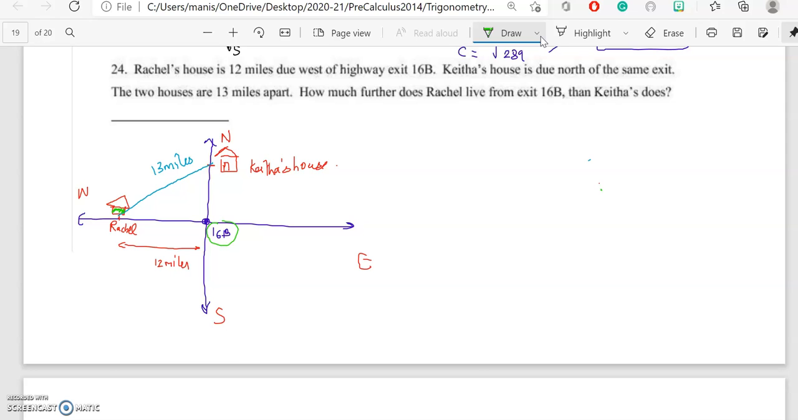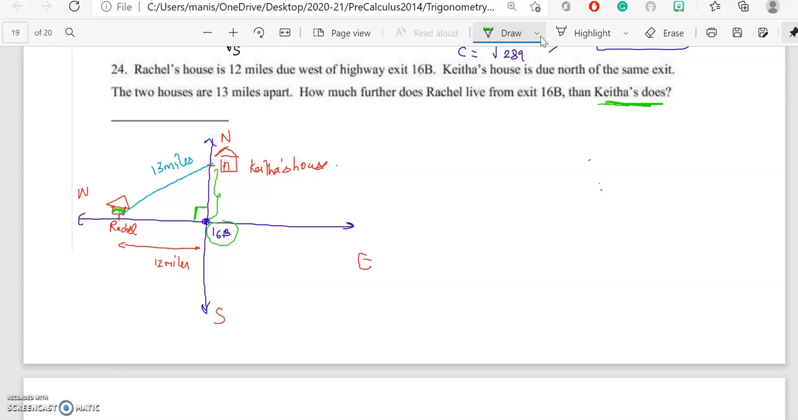Okay, and Keitha House is due north of the same exit. So this is the same exit, but she goes in the north direction. The distance between the two houses is 13 miles, which I have shown over here. How far further does Rachel live from exit 16B than Keitha does? To do this question, first of all, we have to find this distance. Once I know this distance, then I can clearly subtract these two numbers and I will get my correct answer.